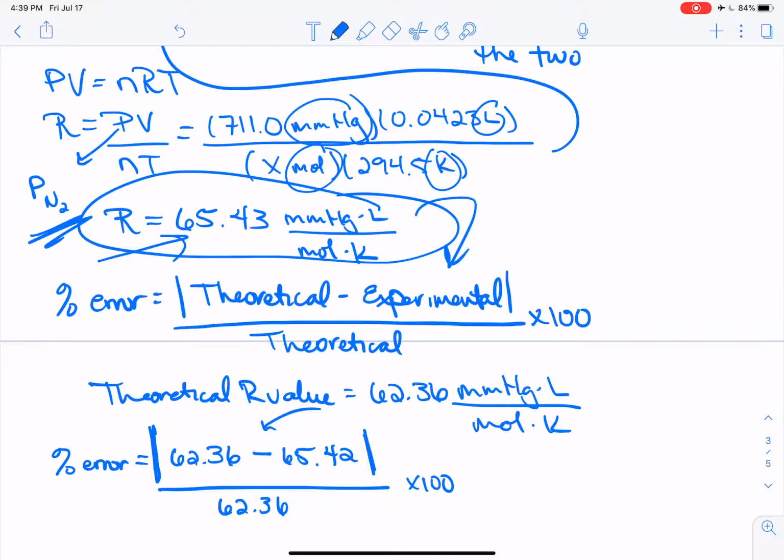And then some books or some instructors will have experimental minus theoretical. It does not matter when you throw absolute value bars around it because it will come out the same positive number. Okay, so you do 62.36 minus 65.42 divided by 62.36, and you're going to get some kind of value there. I have not done the math on it, but if you are under 10%, usually that is pretty good, okay?